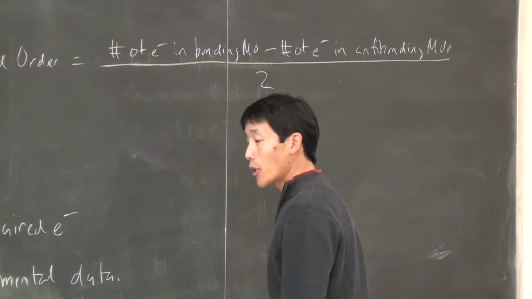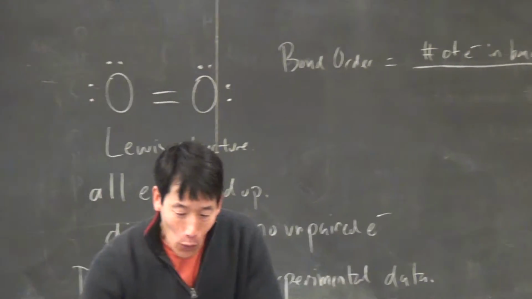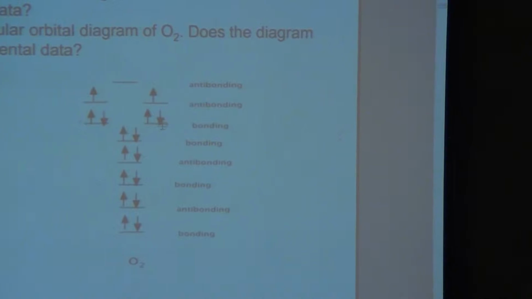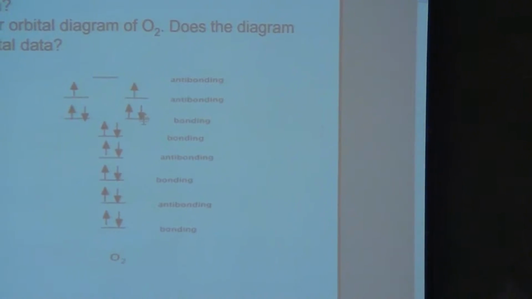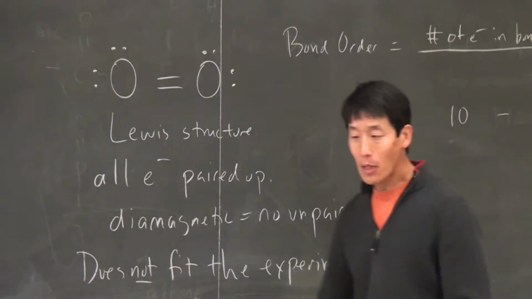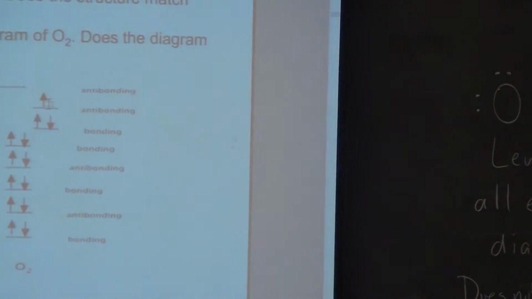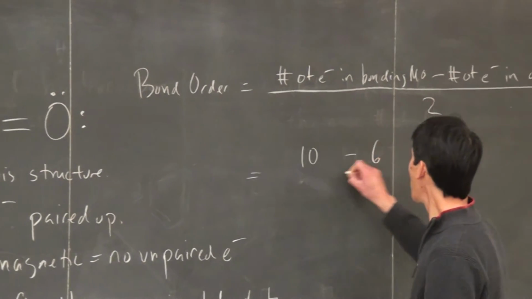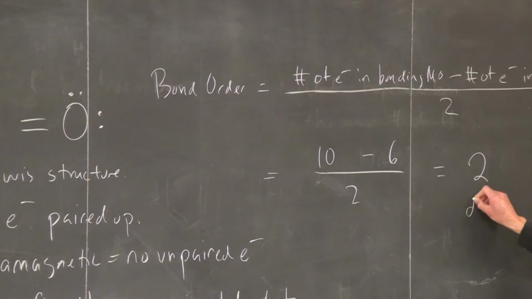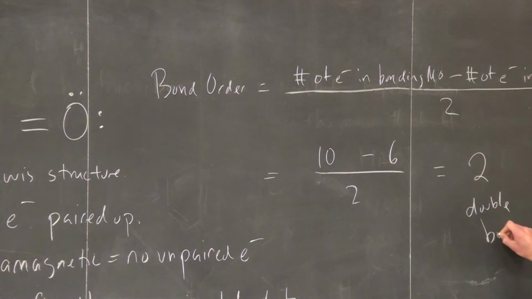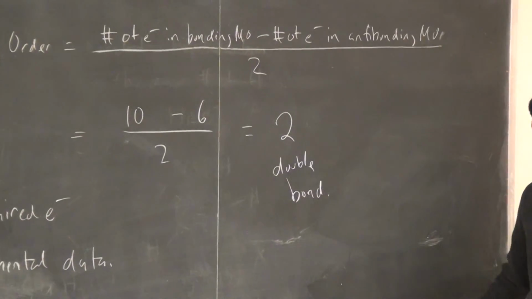So if we do that, let's just do this calculation real quickly. We have 2 in this bonding, 4, 6, 8, so we have 10 electrons for oxygen in the bonding molecular orbitals, and in the anti-bonding molecular orbitals we have 2, 4, 5, and 6. Then divide this by 2. So 10 minus 6 divided by 2 gives us a bond order of 2, which means we have a double bond between the oxygen atoms. And this makes sense because this is also what we show when we look at a Lewis structure.